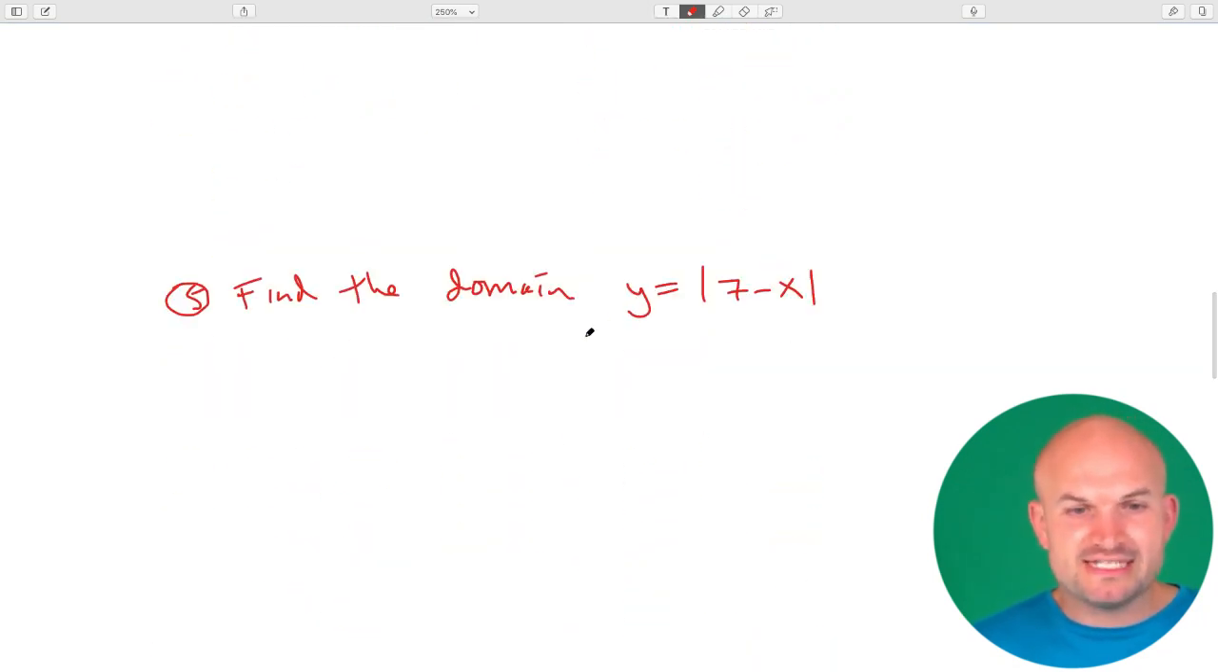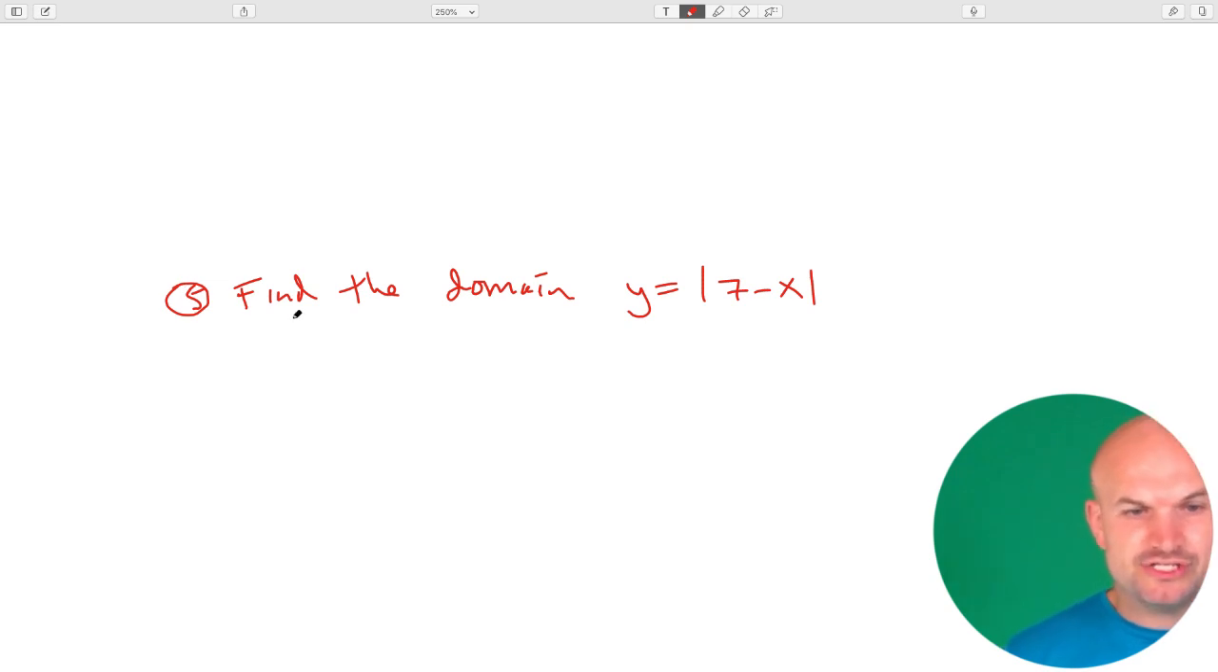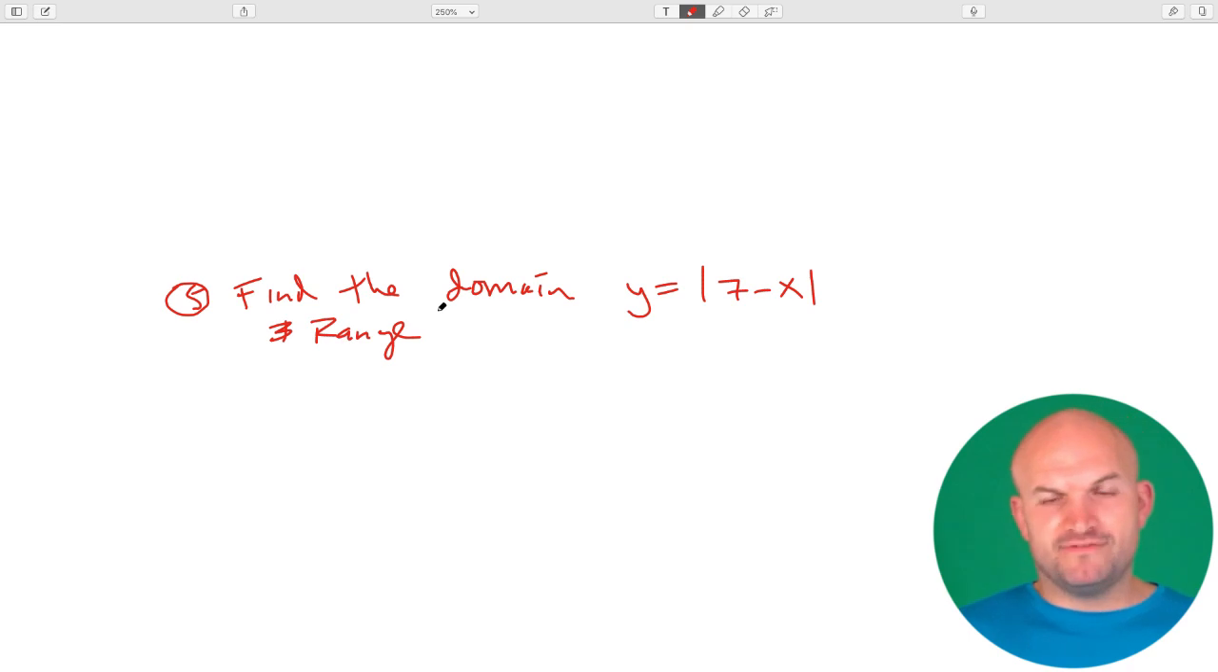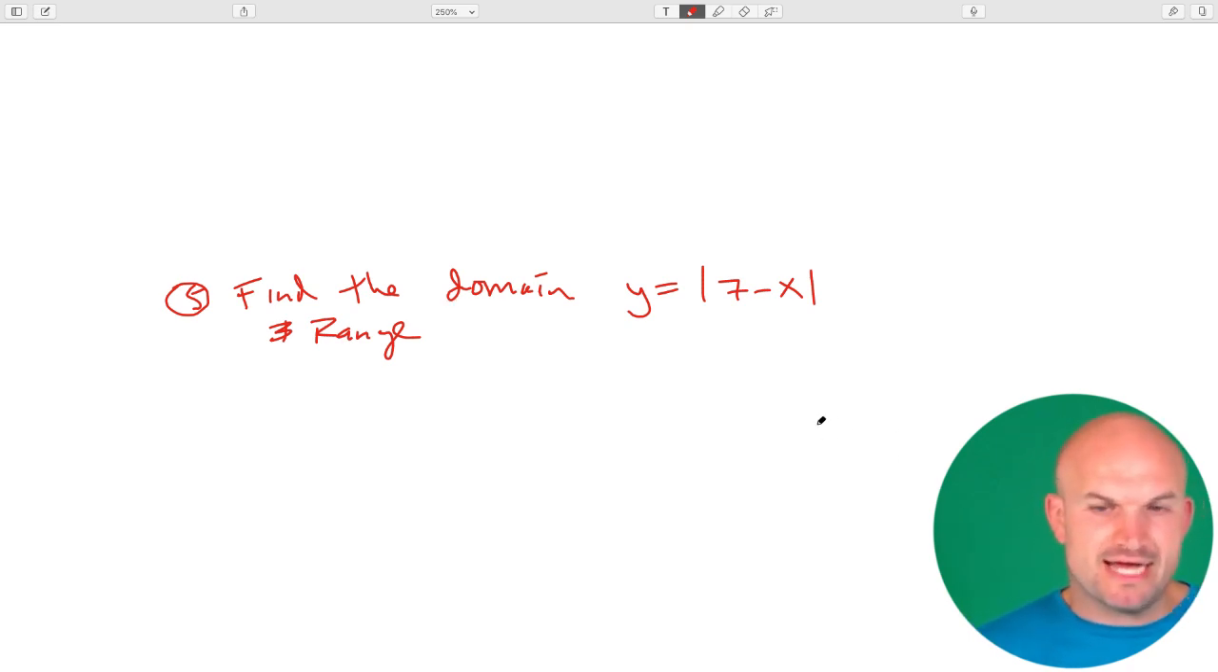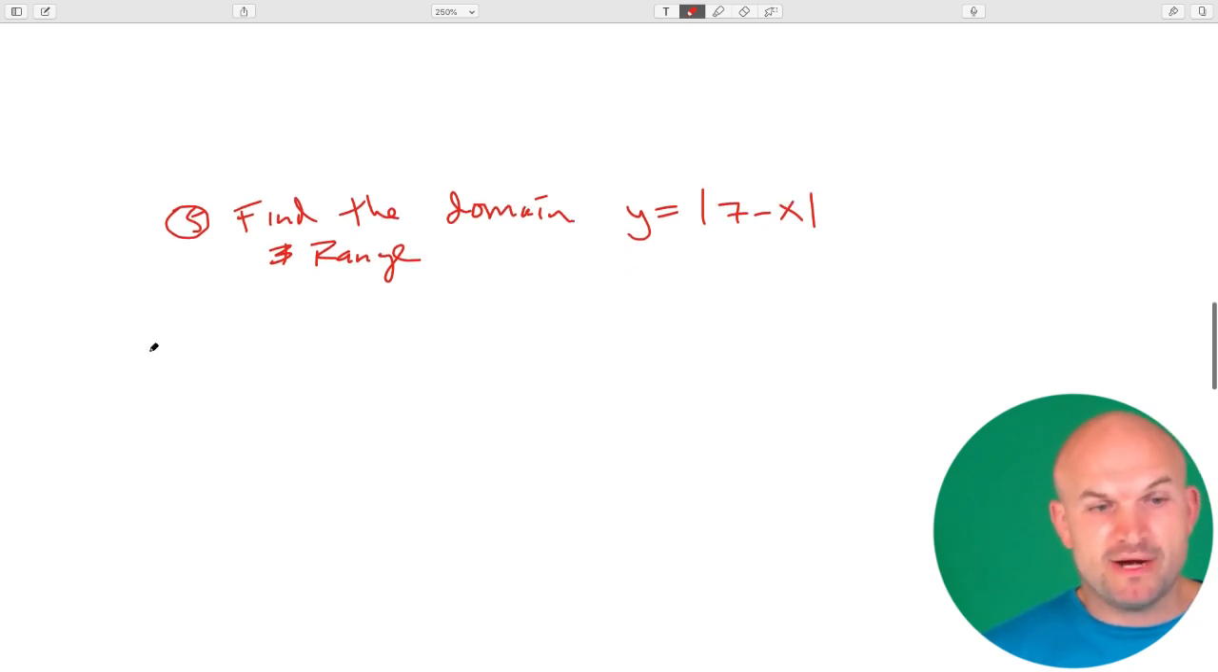All right, the next thing is find the domain and range of the following function, y is equal to the absolute value of 7 minus x. So there's a couple things that we need to understand here. First of all, the parent function.